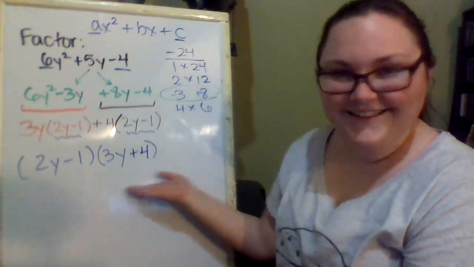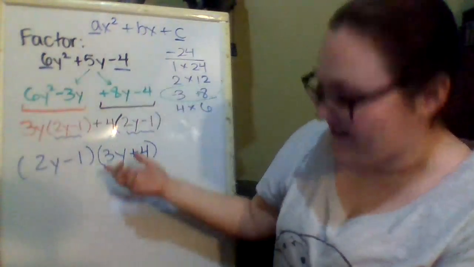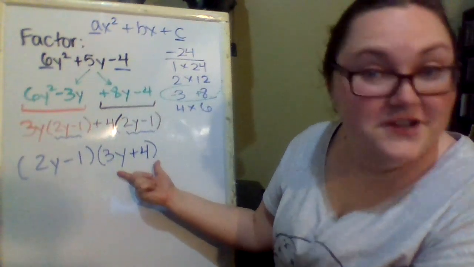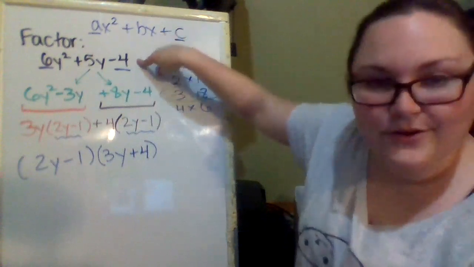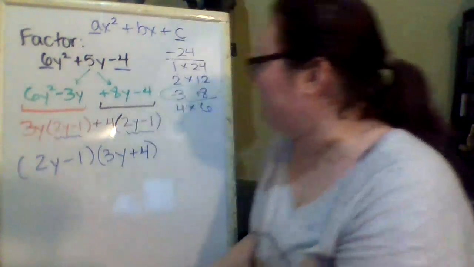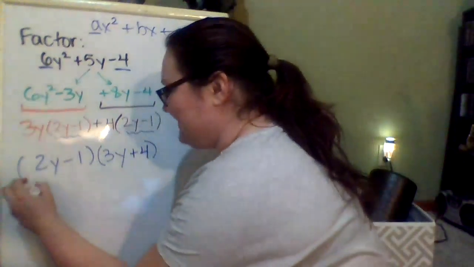And ta-da, look at that. That's what we're used to these answers looking like, right? We got two sets of parentheses. And what should happen is if we multiply all this out, it should give us what we started with. Now, you know I'm not going to stop there. We're going to go ahead and check it. And I'm going to check it very small so it fits here.